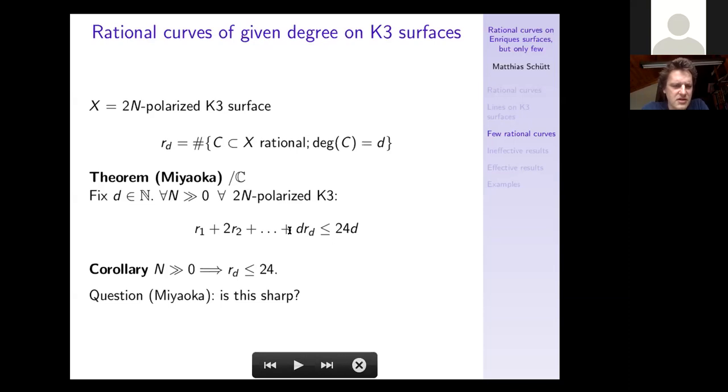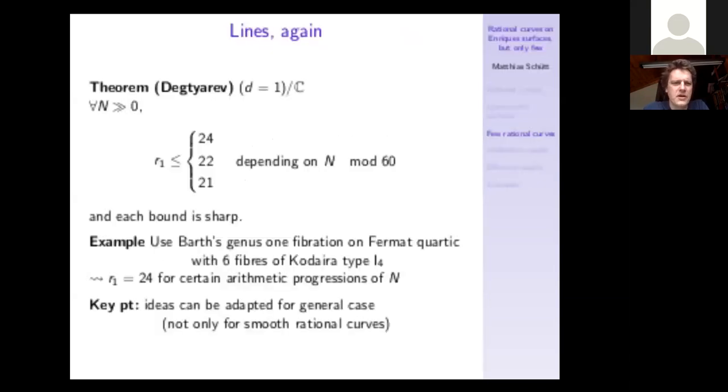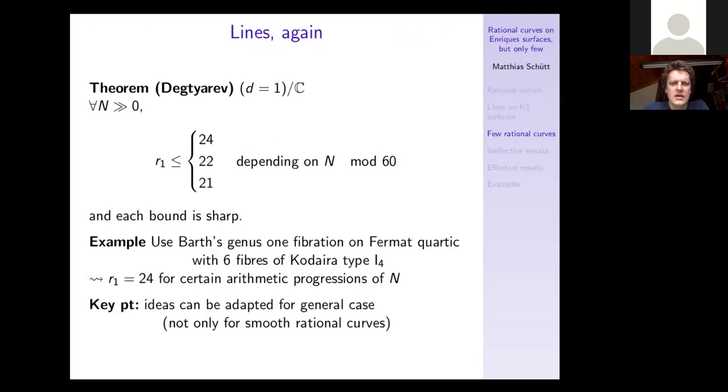And now what does this mean? This means in particular that r_d itself is at most 24. And Miyaoka concluded with the question whether this was sharp. And this was kind of our starting point where we got interested in this kind of problem. The proof is purely complex, so this uses the orbifold Miyaoka-Yau-Sakai inequality, and then this result comes out as a surprising application.